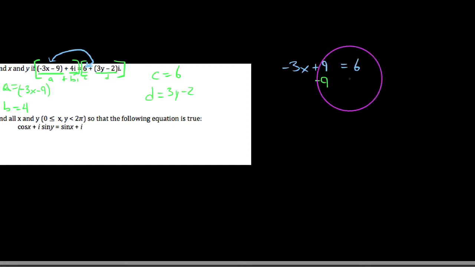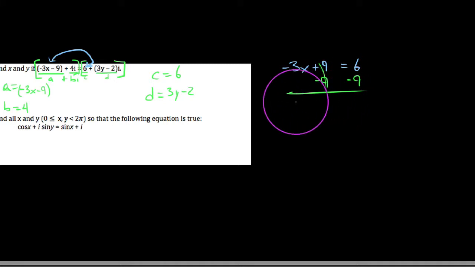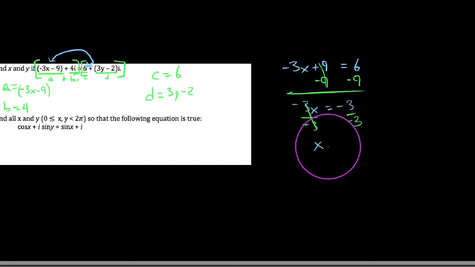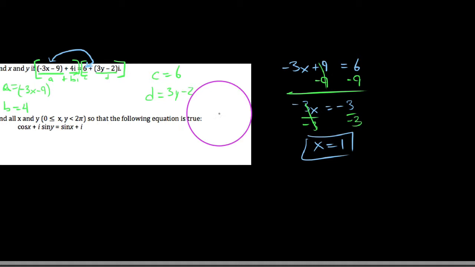So we just do this by doing algebra. We'll subtract 9 from both sides. We get negative 3x is equal to 6 minus 9, which is negative 3. And dividing both sides by negative 3, we end up with this: x must be equal to 1. We'll put this in our back pockets.